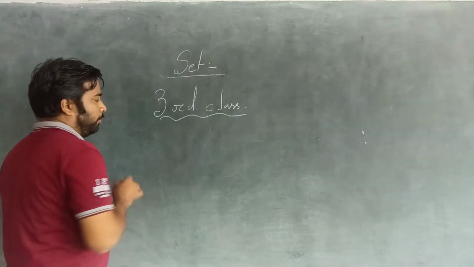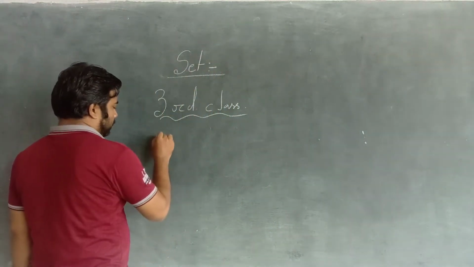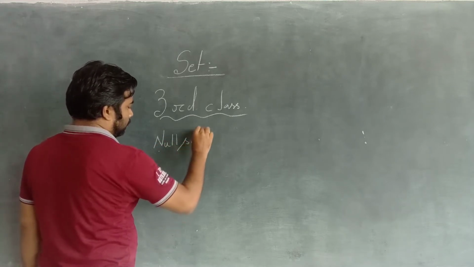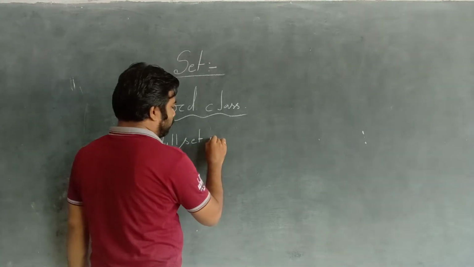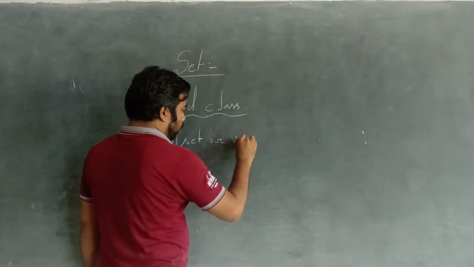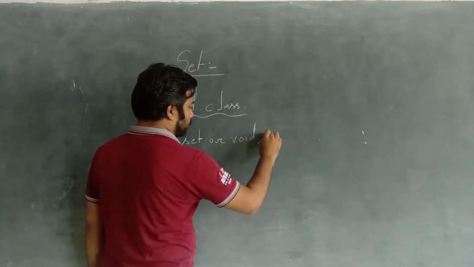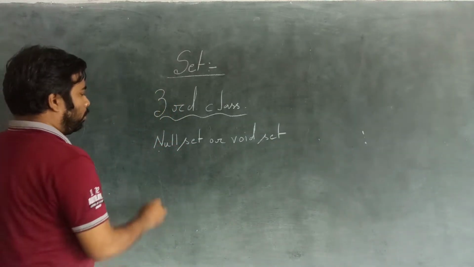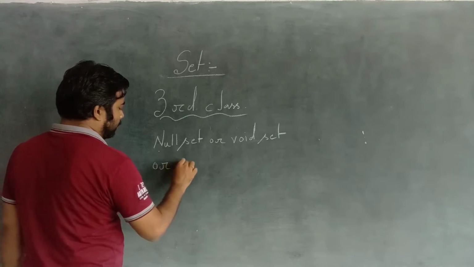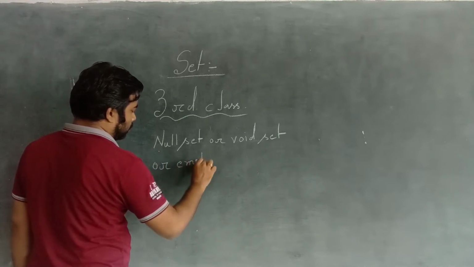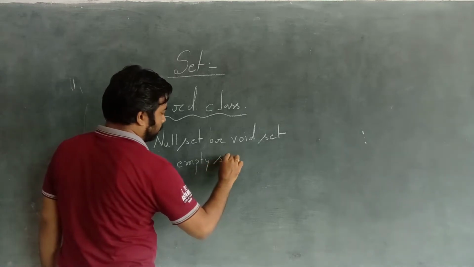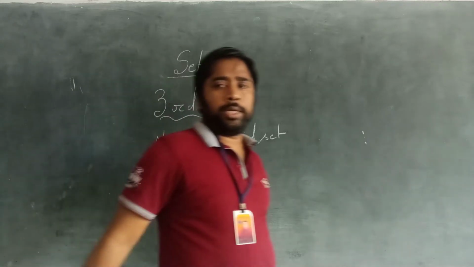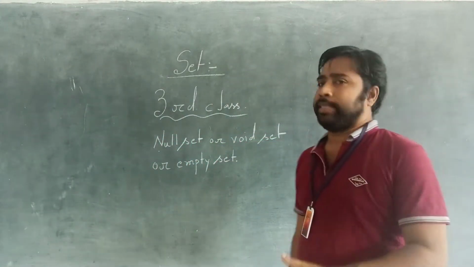The first definition is null set. Null set is also called void set. We can denote it by void set also. Or it is also called empty set. So what I am going to discuss today: null set, void set and empty set.